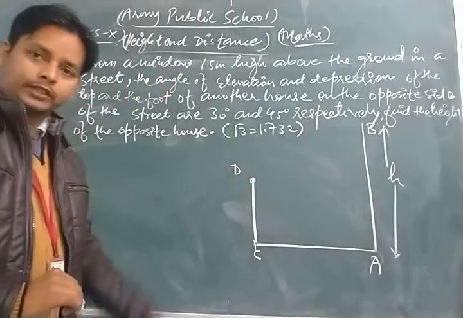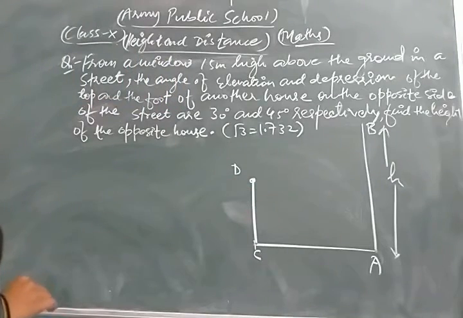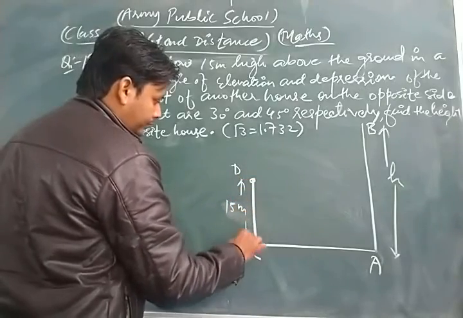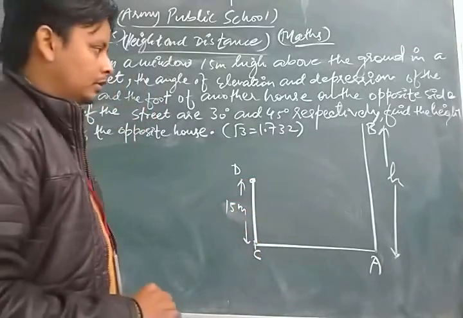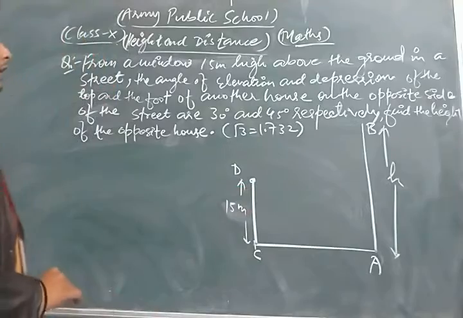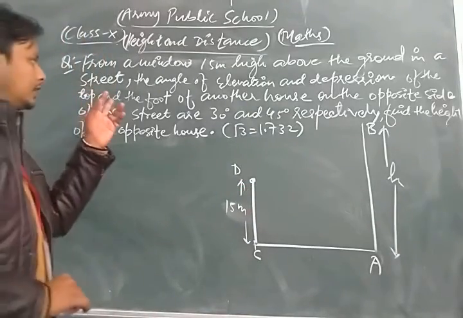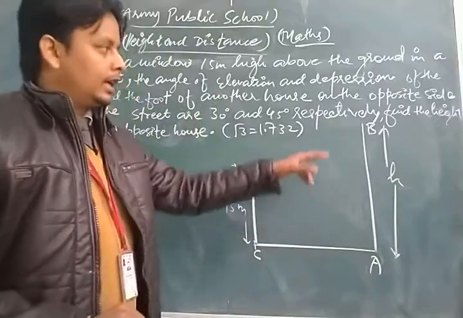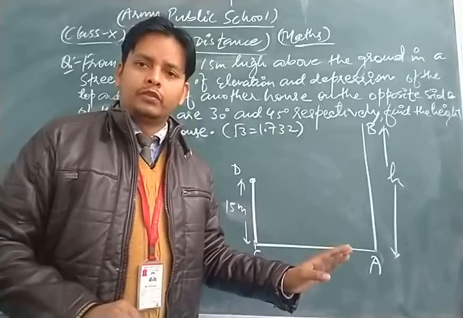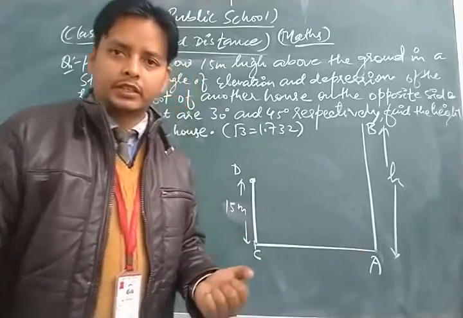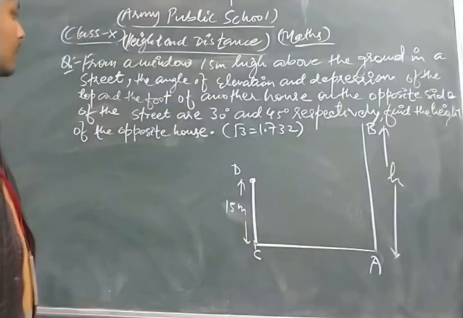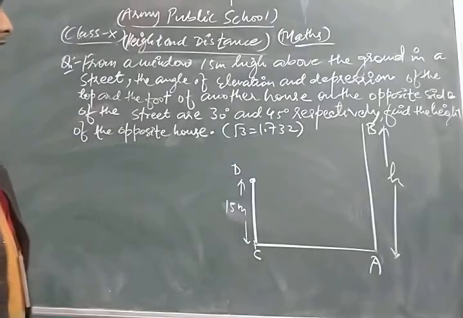Observer C at that position, from a window 15 meter high above the ground. From the ground, what is the height of that window? 15 meter is given according to the question. We see observer C from that window, and the angle of elevation and depression of the top and the foot of the other house. B is the top of the other house and A is the foot of the other house, which is situated on the opposite side of the street in front of that house. Elevation is 30 degree.